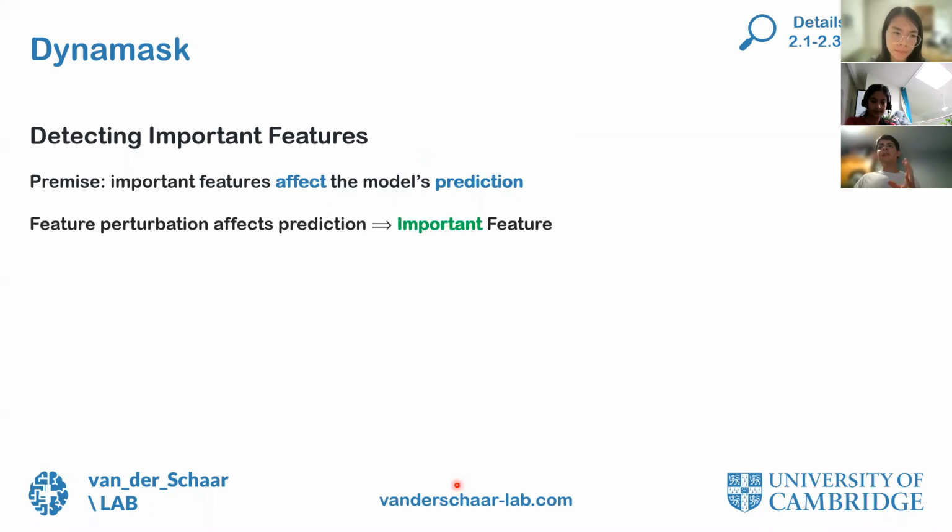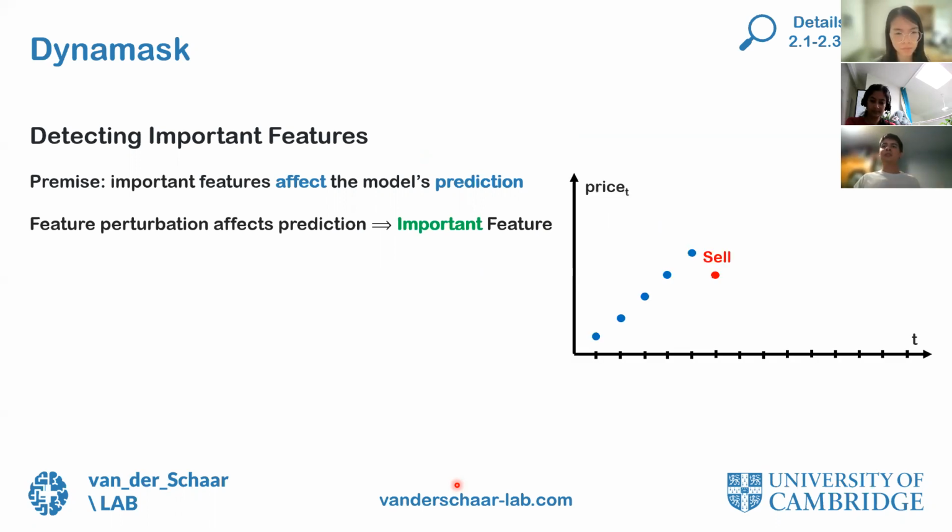The premise of our method is that important features are detected by studying the effect of their perturbation on the model's prediction. In particular, important features affect the model's prediction when they are perturbed. To illustrate this, let us go back to our previous recommender system. As you can see here, at the last time step, the model recommends that I sell the security. I'm wondering if the previous time step is actually important for the model to arrive at this conclusion. So I perturb this previous time step, and I observe that, yes, the prediction changes. So this time step must be important.